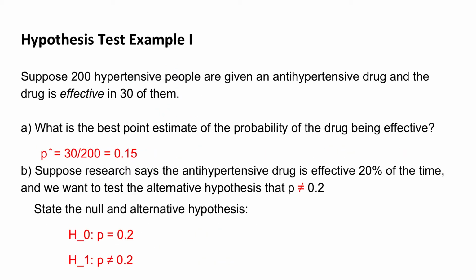And for hypothesis test, example 1. There are 200 people given a drug, and the drug is effective in 30. So that's 30 out of 200. Yeah, so that's the point estimate. We got it here. And then suppose research said that this drug is effective 20% of the time. So we want to test if the alternative is not. So state the null: H0 is equal to 0.2 and HA is not equal to.